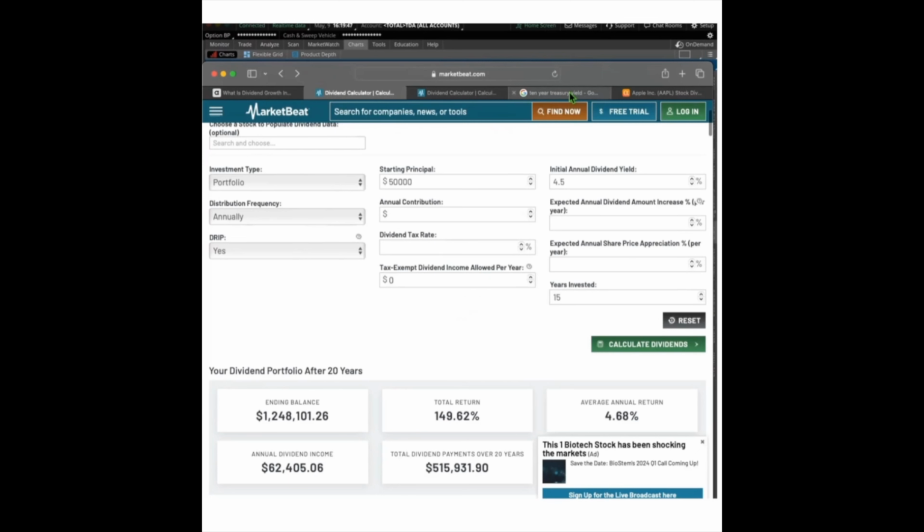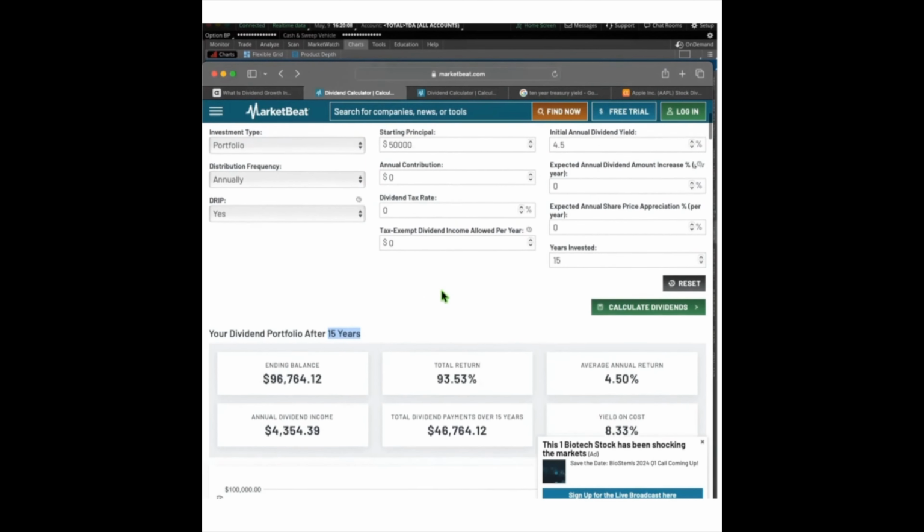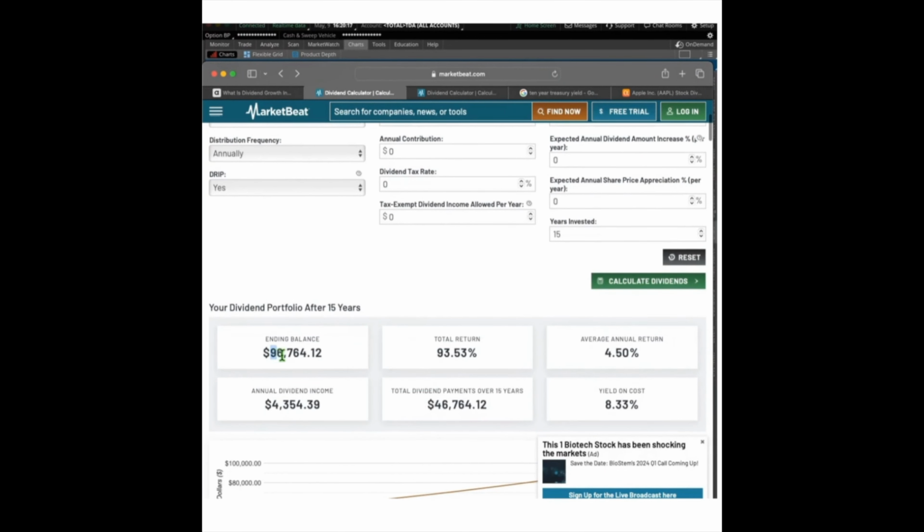And then we will compare that to dividend growth investing, guys. And I want you to focus on, okay, this is a seemingly pretty good starting yield. Let's go ahead and calculate dividends, guys. Okay, so your portfolio after 15 years using these metrics, a starting principal of 50K and no contributions annually, is going to get you roughly a $100,000 portfolio, guys. $96,764. The total return is going to be 93%, and the average annual return 4.5%. That makes sense because that is the yield we put in.